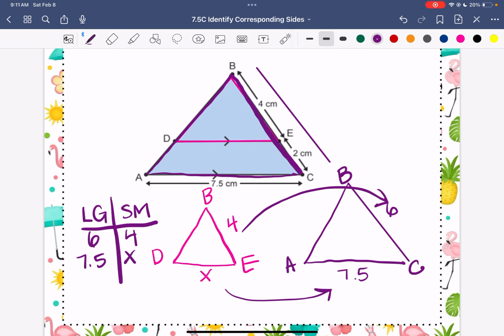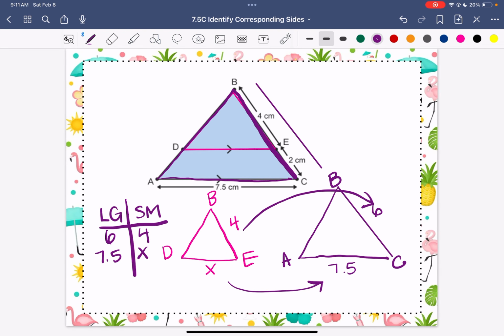Now, at this point, you could start to solve it. I'm not going to use this video for that. I think the hardest part is setting up the proportion. You will be expected to set up proportions on STAAR and not even solve them in 7th grade.